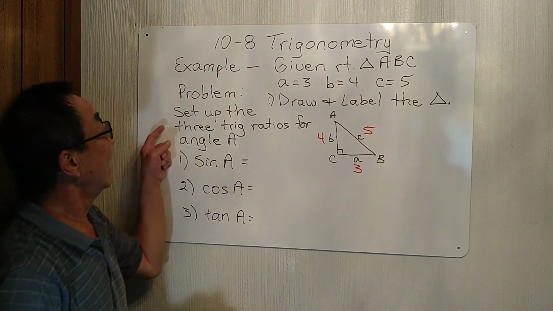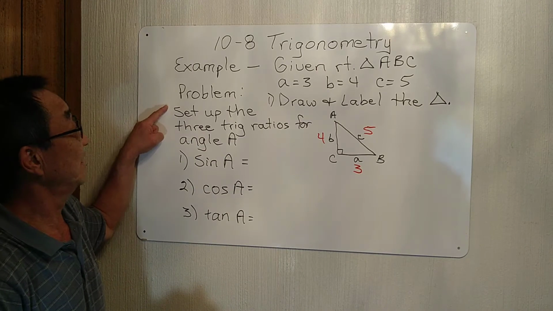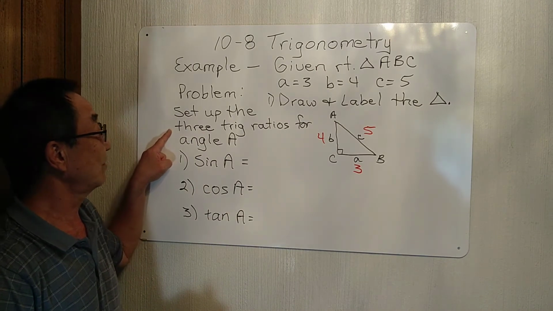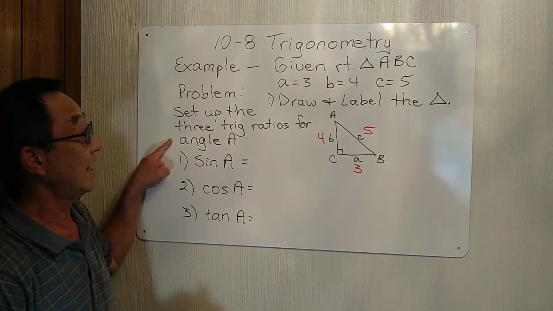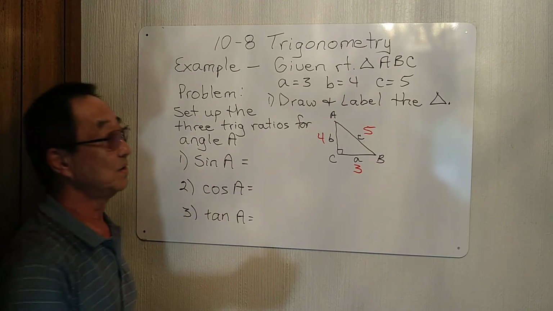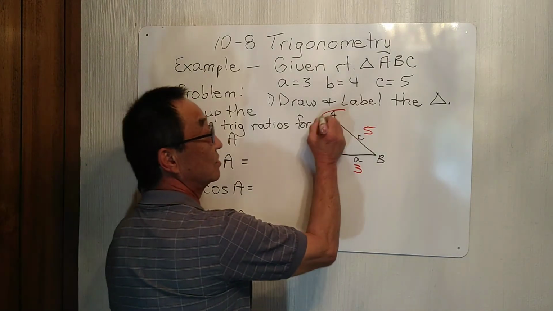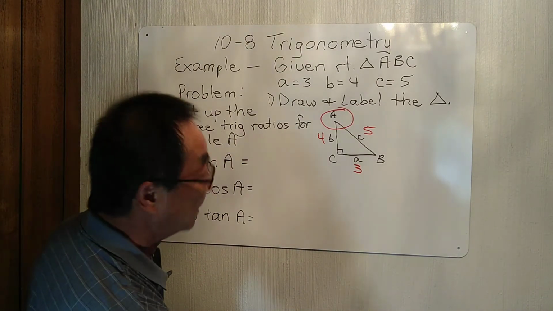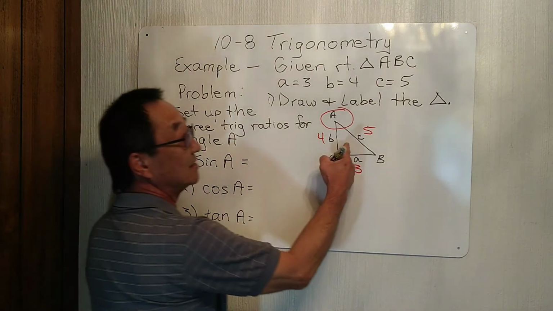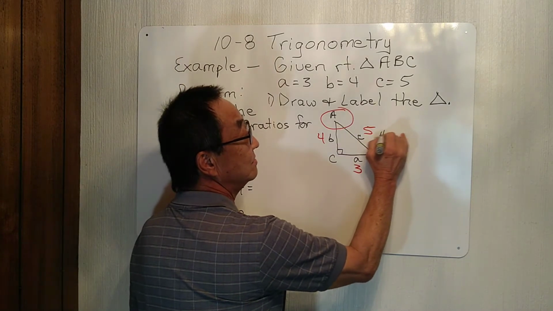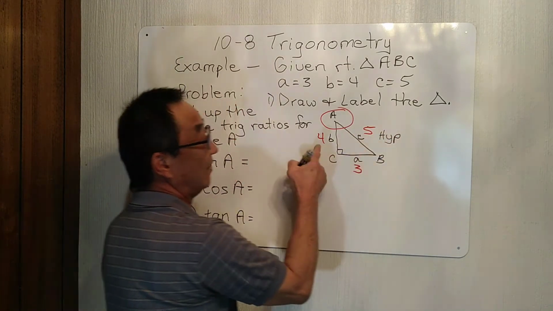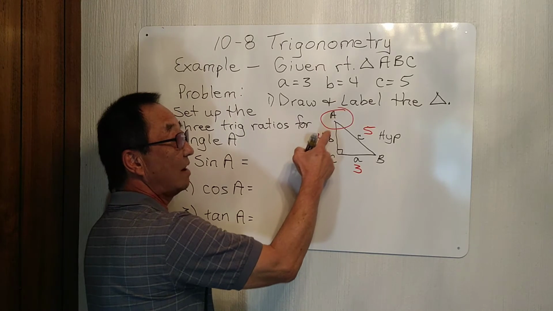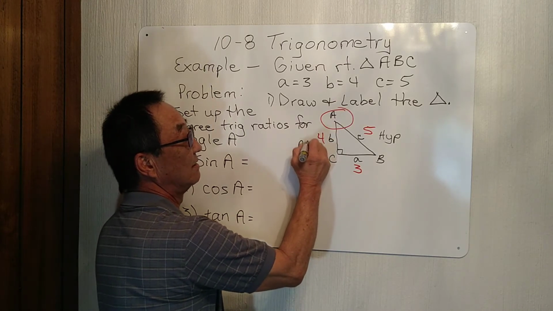All right, now your problem is going to be to set up the 3 trig ratios for angle A. Again, you want to go through and circle angle A, right? And then you name the sides. All right, this is always going to be the hypotenuse. And this side, again, it always crosses the adjacent side.